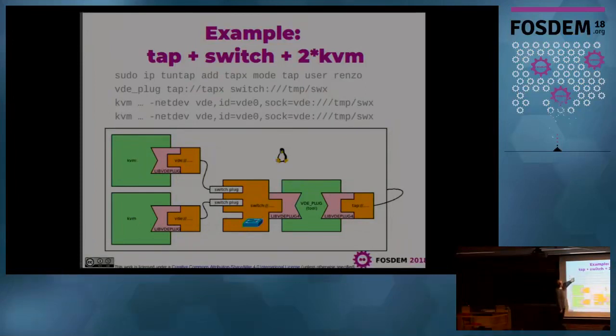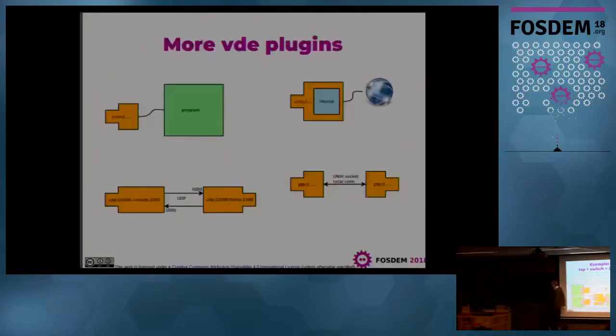Then I connect the tap to a plugin which is a switch. And now I have a switch which is represented by this path. And then I can run as many KVM, QEMU, VirtualBox machines connected to that switch just by naming the path of the switch, and this is the architecture you have. Okay, so let's go on.